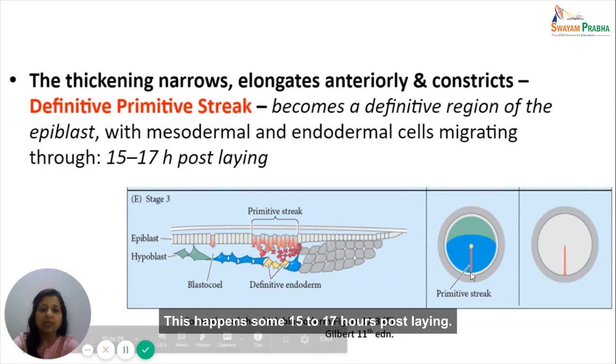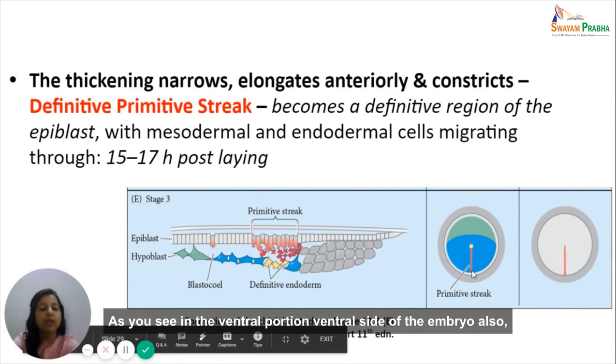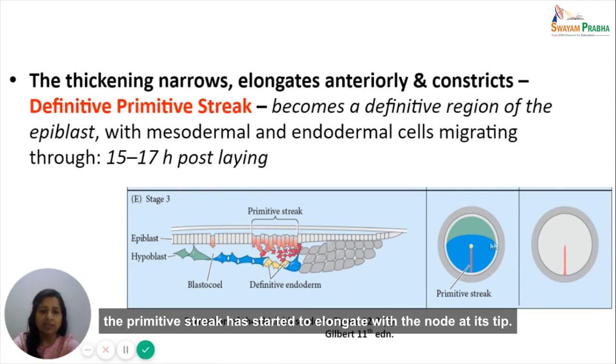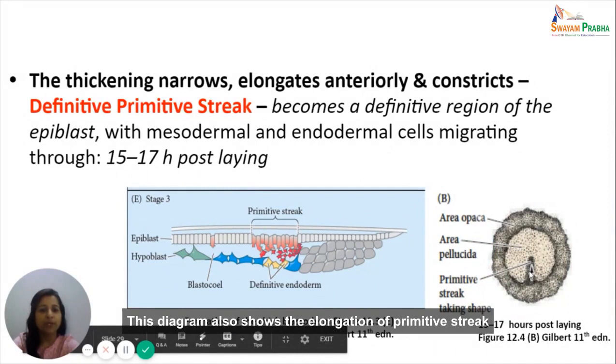As you see in the ventral portion, the ventral side of the embryo also, the primitive streak has started to elongate with a node at its tip. This diagram also shows the elongation of the primitive streak, which is taking its shape from the posterior to the anterior side of the growing embryo.